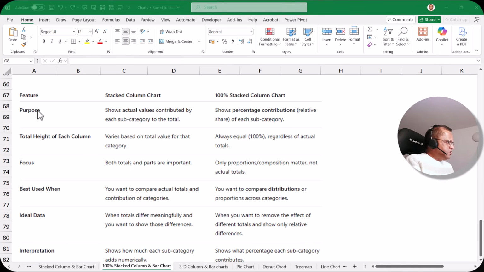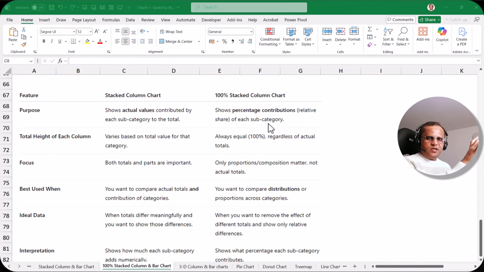First of all, we'll start with the purpose. So the stacked column chart and the 100% stacked column chart. What is the purpose of the stacked column chart? It is used to show the actual values contributed by each subcategory to the total. So if you want to see the actual value in each category, then we can go for the stacked column chart. And the 100% stacked column chart is used to show the percentage contribution, that is, the relative share of each of the subcategories.